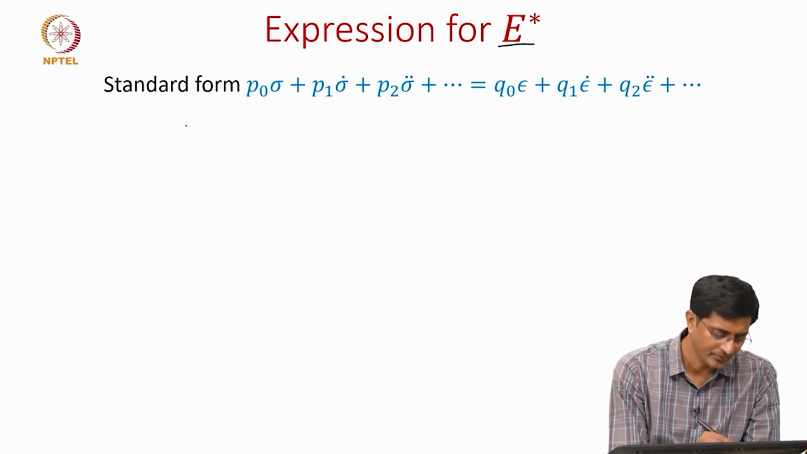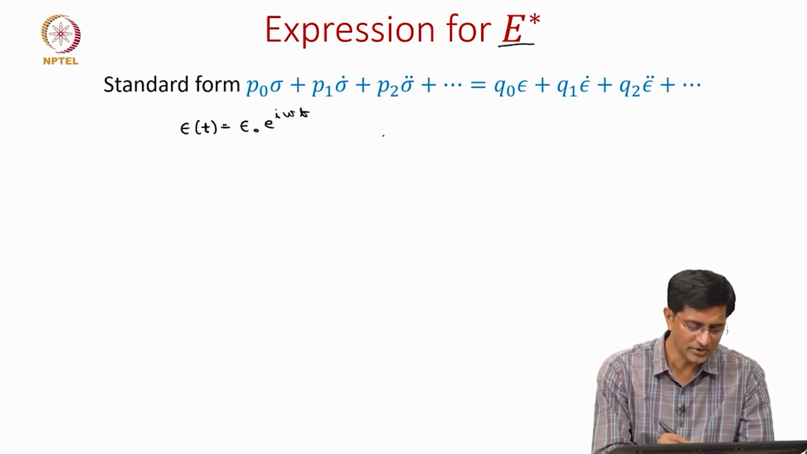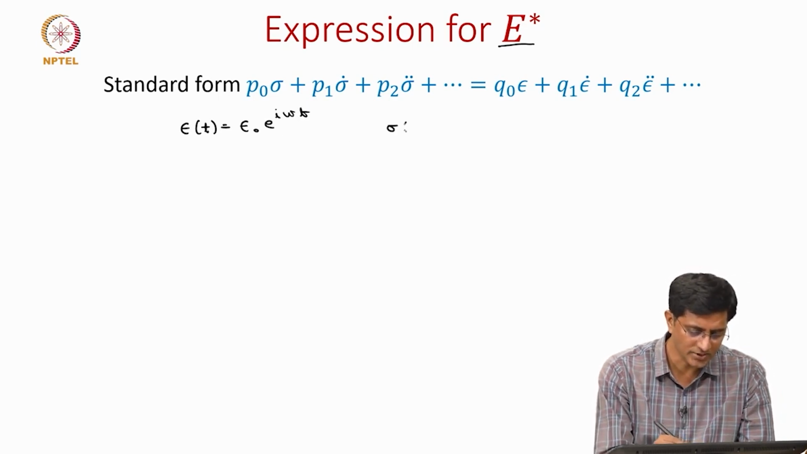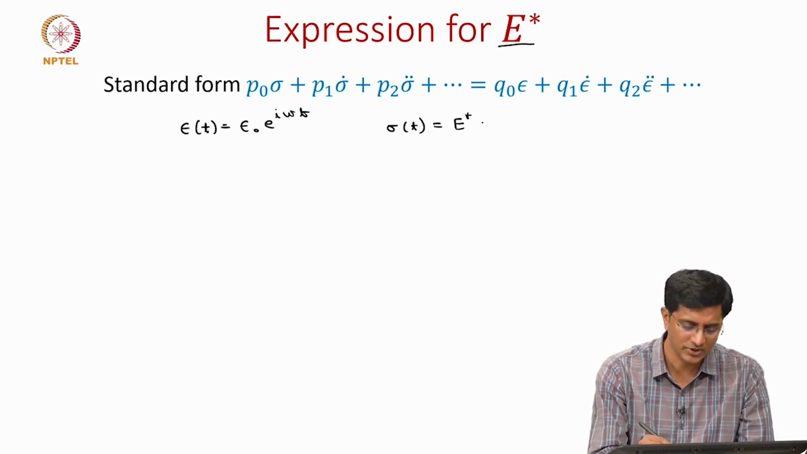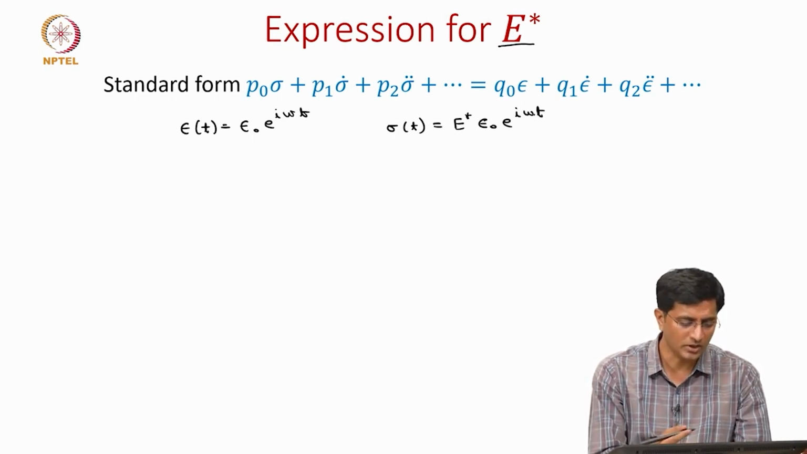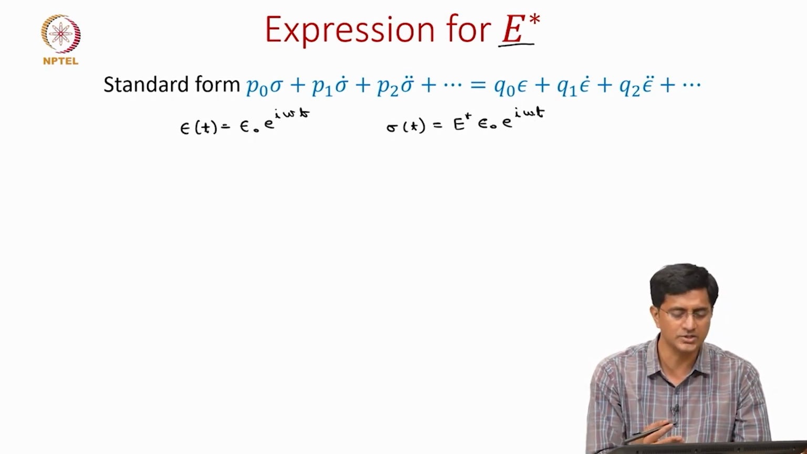But now let us consider a strain input, meaning epsilon of t, which we said can be written as epsilon naught times e power i omega t. For this we said the response stress can be written as E star times the strain input, which is again epsilon naught e power i omega t. Now, let us see what the first and second derivatives of the strain and stress are, so we can see how to substitute into the standard form.